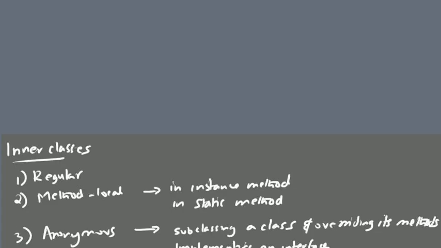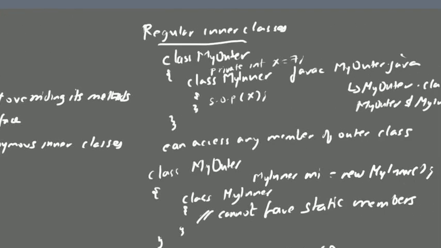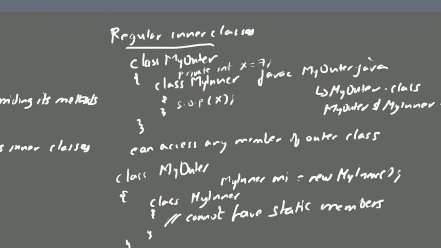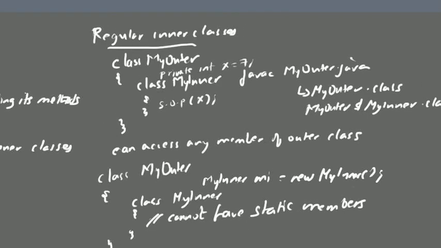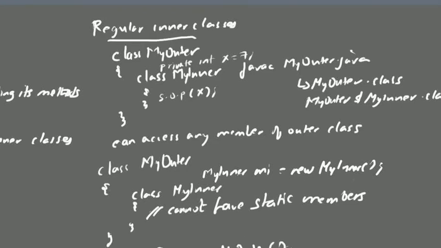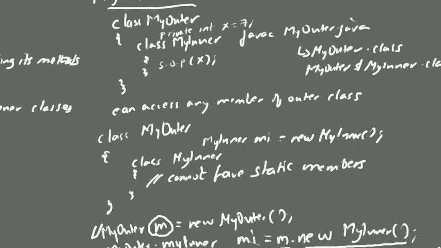Now let's first talk about the first type, which is the regular inner class. In this example, I have a class myouter and a class miner. If I do javac myouter.java, it's going to generate myouter.class and myouter$miner.class. You could invoke java on the first, but not on the second. I have a private data member that belongs to myouter, private index is 7, which could be accessed directly in miner. So you can access any member of the outer class.